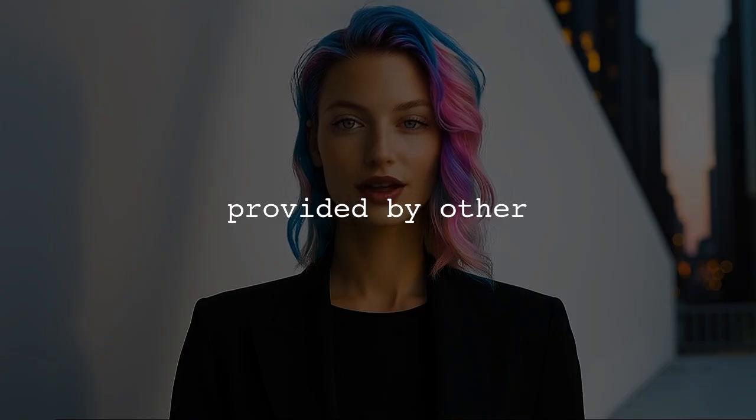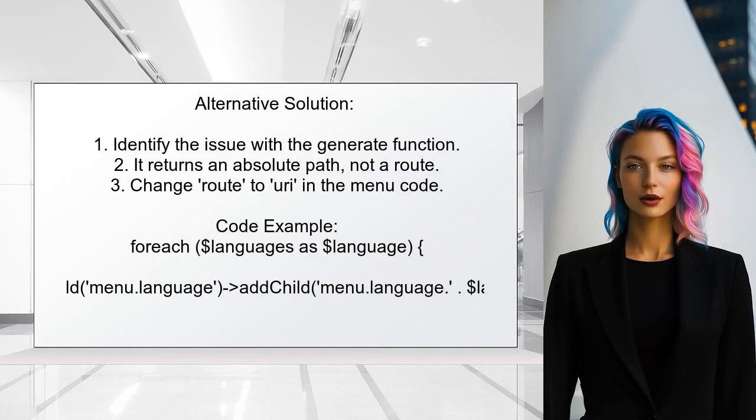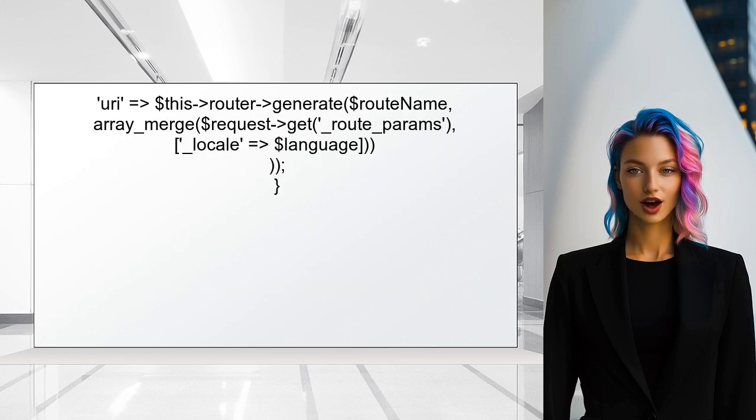Now let's look at the answers provided by other users. This user found that the issue stemmed from using the JMS i18n routing bundle's generate function. They discovered that it returns an absolute path instead of a route. To fix this, they changed the parameter from route to URI in their menu generation code, which resolved the problem.